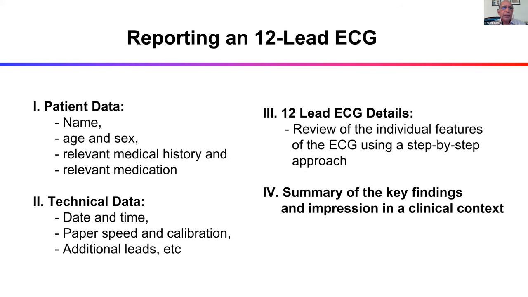So this is how reporting has been done. Patient data you have to give, some technical data you have to give, and then give some detail of the 12-lead ECG. You can give it in a short one, step by step. And after all, you go for a summary of the key findings. One important aspect over here: try to understand whether the referral physician has asked you any question or not. If he asked any question about the disease pattern, then try to answer that question from your ECG finding. So this is the one.